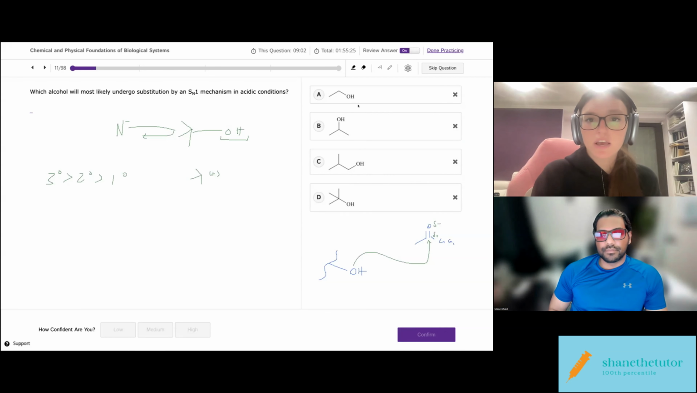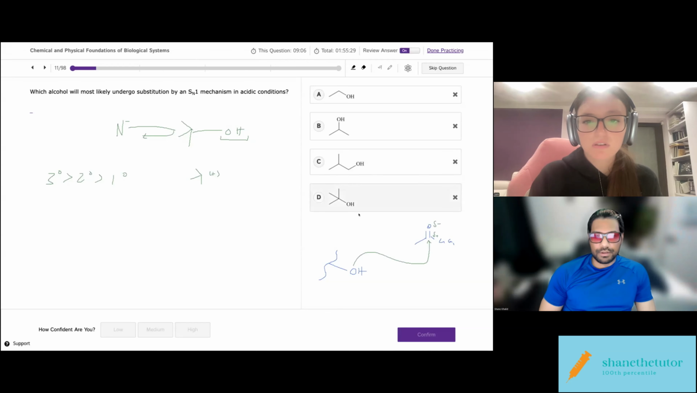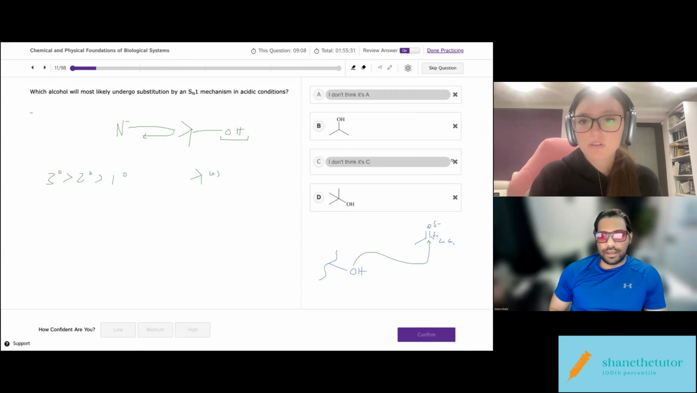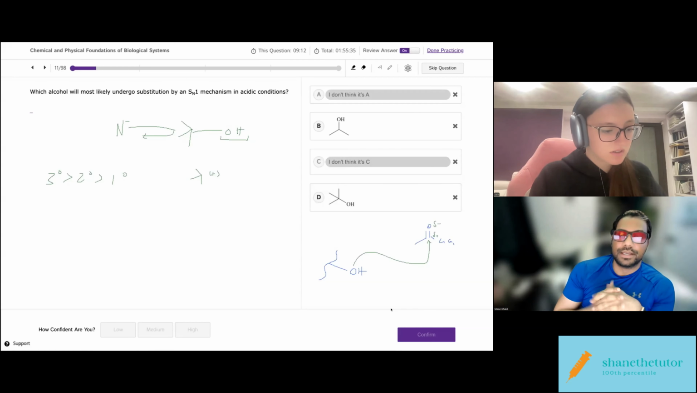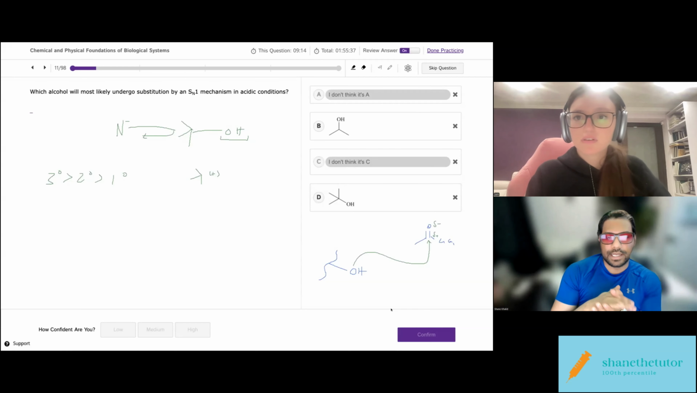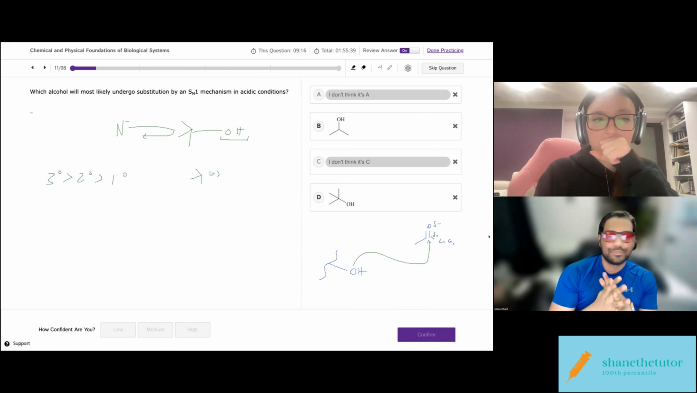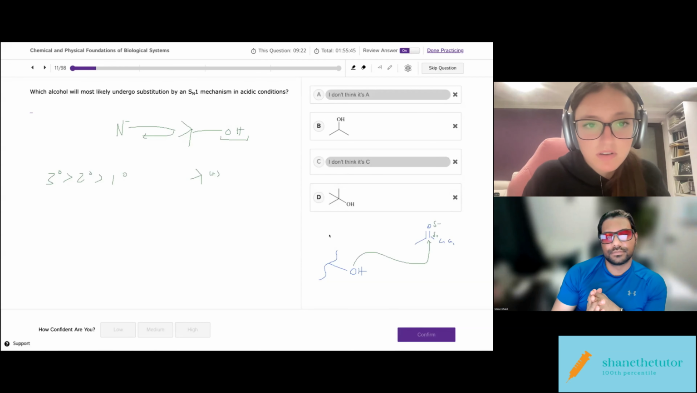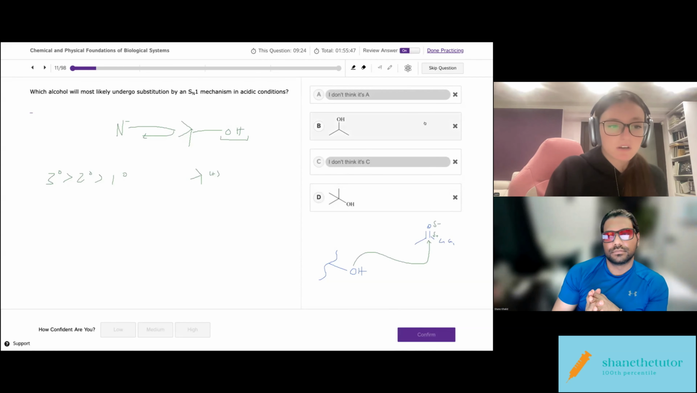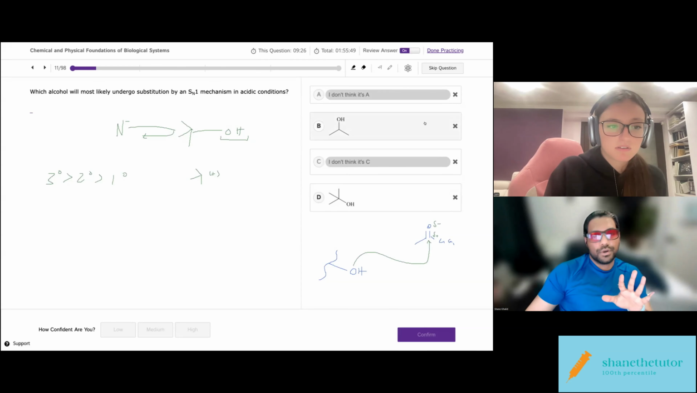Oh, A and C, because of the carbon that it's attached to. Good. Those are both primary. So like you said, if they're the same, they both can't be it. So now it's either the secondary or the tertiary, right? So if I lost one, then it's probably the secondary, right?